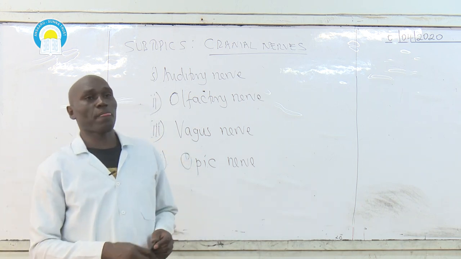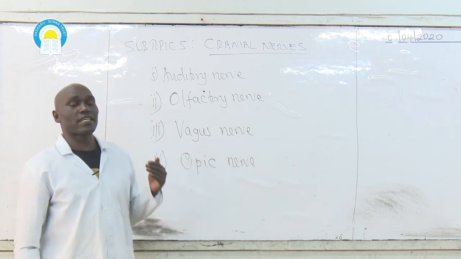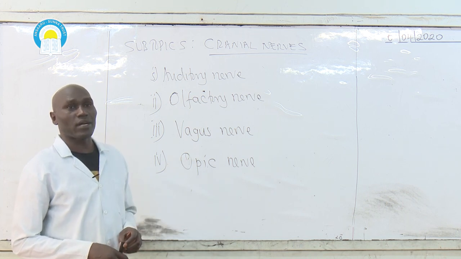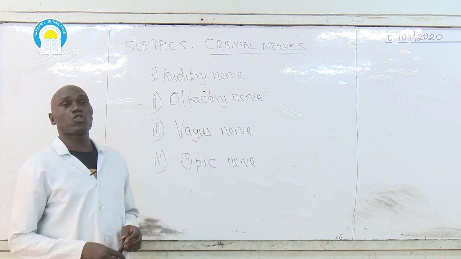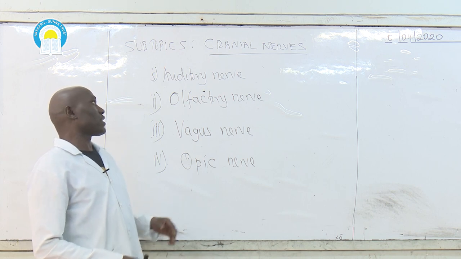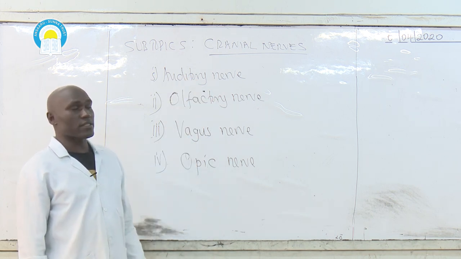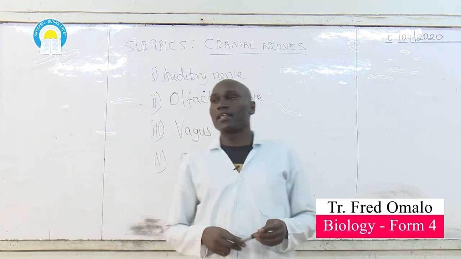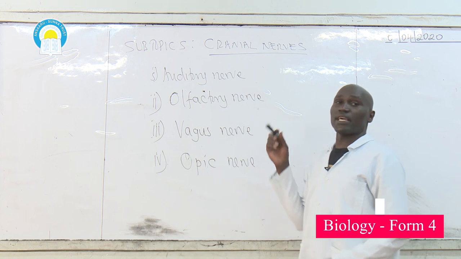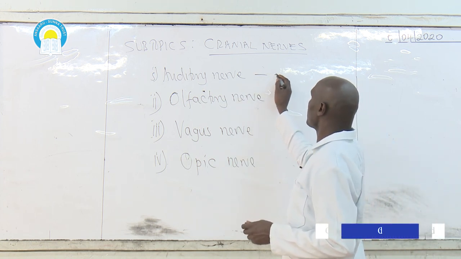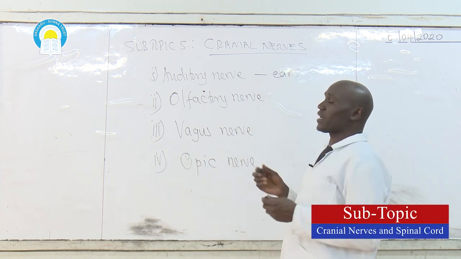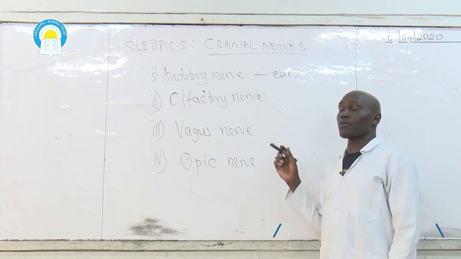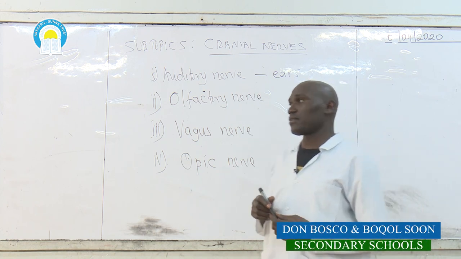As I mentioned before, cranial nerves are neurons that connect the brain and specific body organs. In total, there are about 12 pairs of cranial nerves, but here I'll only give four examples. Auditory nerve: these are neurons that connect the brain to the ears. So you have auditory nerve that will connect the left ear to the brain, and another one that will connect the right ear to the brain.